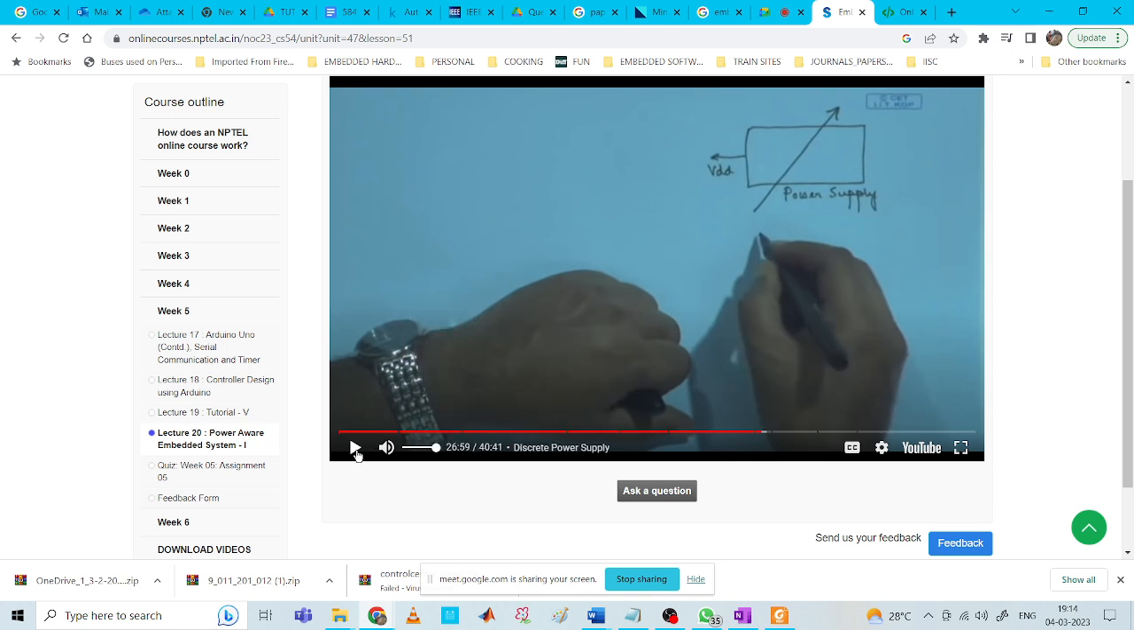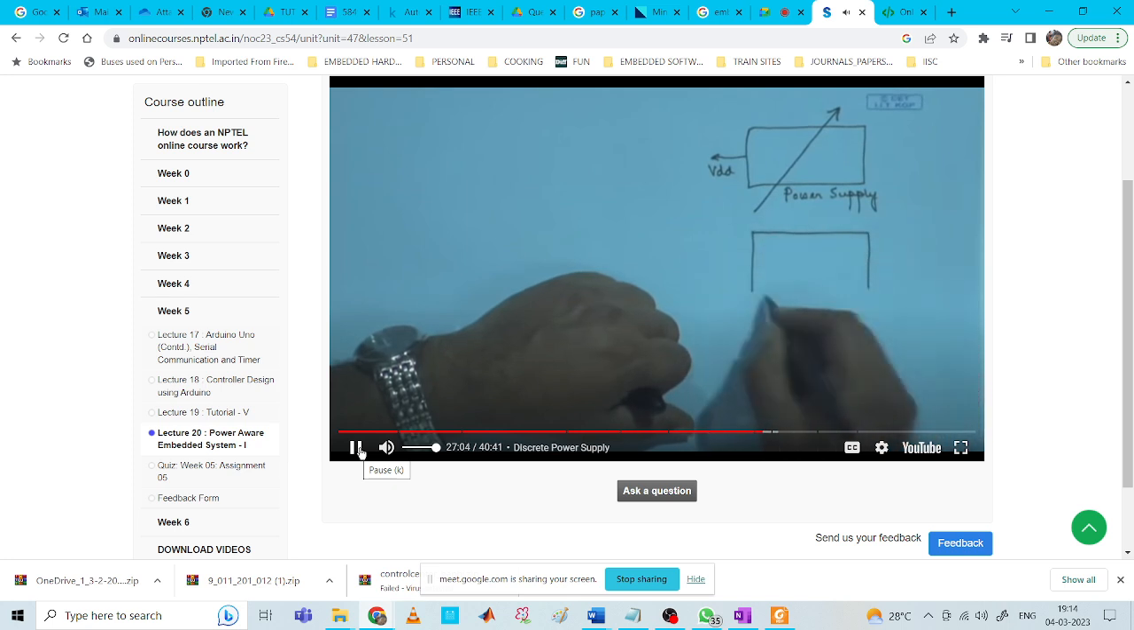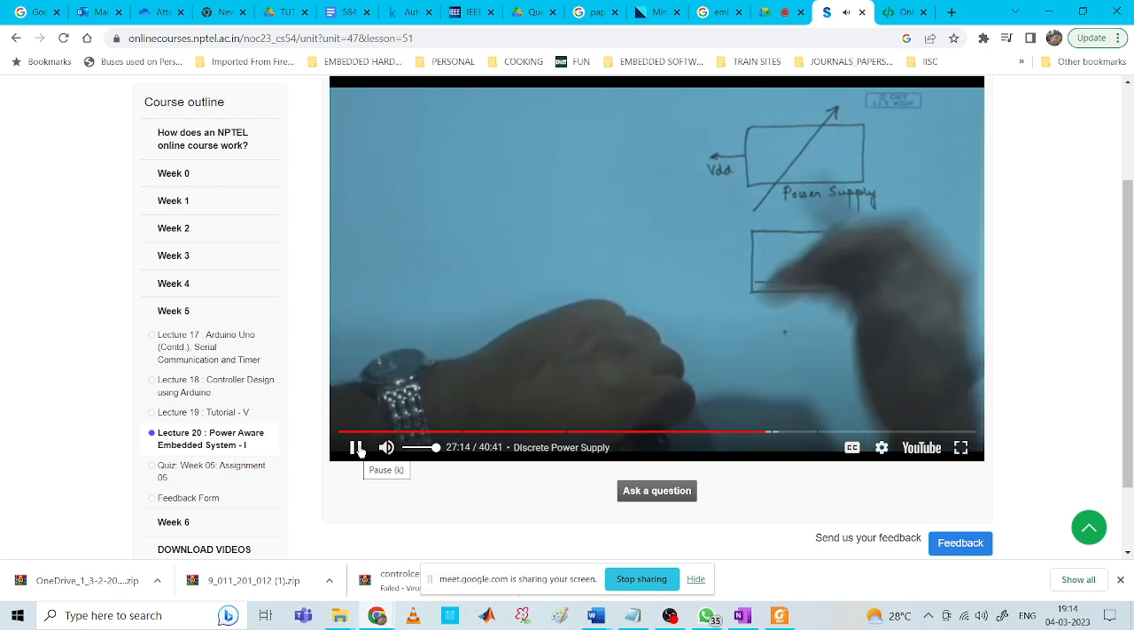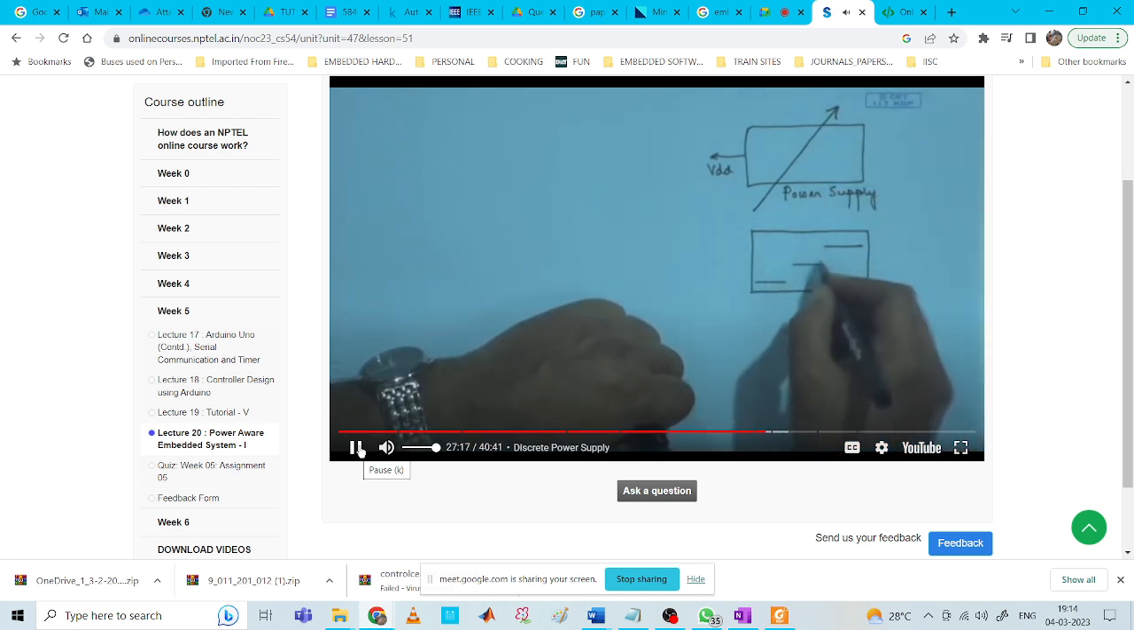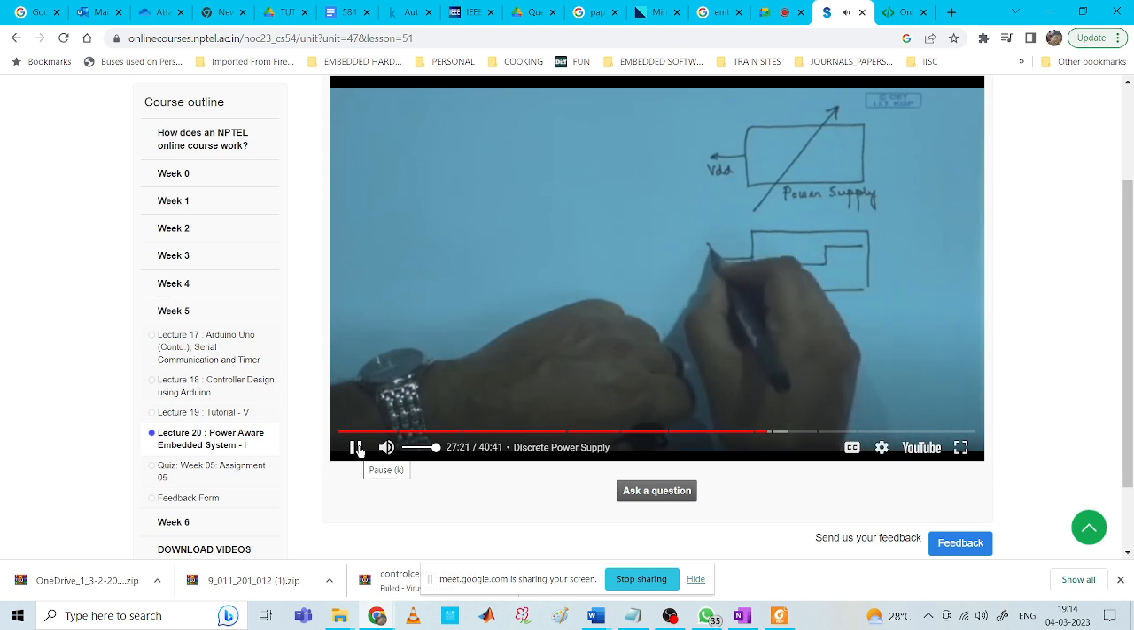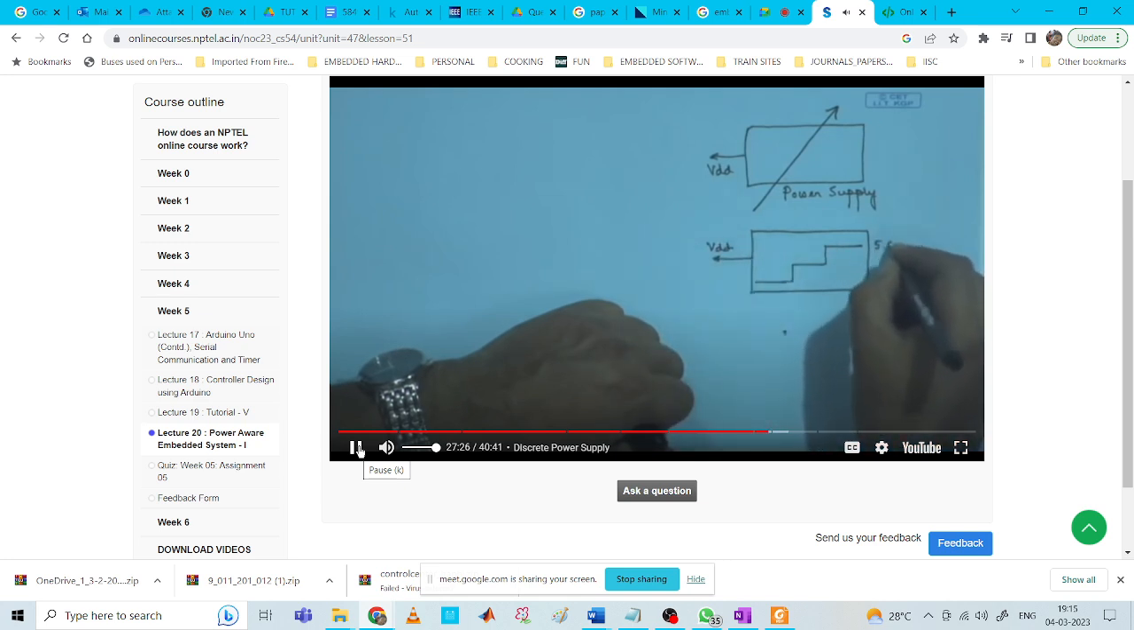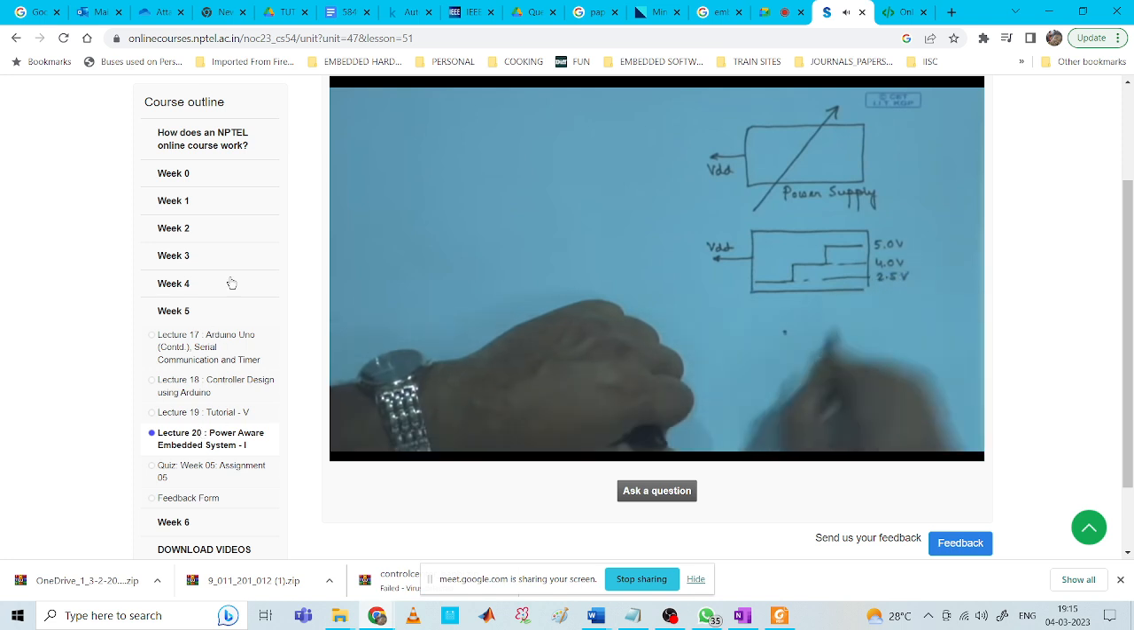Okay. Let me see. For that, most of the systems that we have will have some discrete levels of, say, maybe 3 levels of power supply, say 5 levels, whatever. So here we can switch between any of these levels and we can get the VDD. Say this one is 5 volt, this one is 4 volt, and this one may be 2.5 volt. All right.